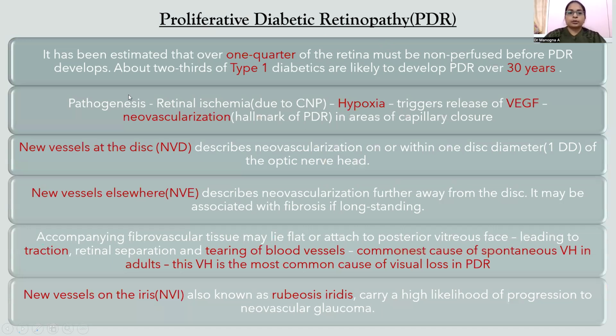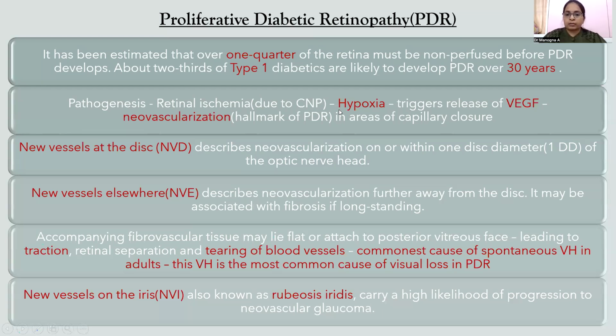So just a description on PDR, proliferative diabetic retinopathy. Before the new vessels develop, at least 1/4 of the retina must be non-perfused. Okay. And about 2/3 of type 1 diabetic patients will develop PDR over 30 years. And all the lines mentioned in red are previously asked questions and are also important points.